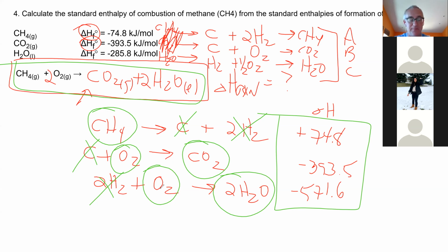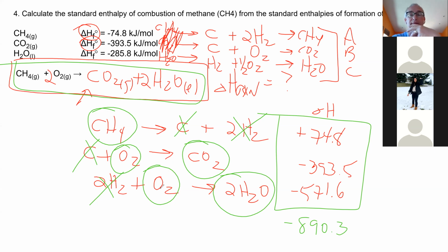The math isn't that hard, people. Just need to add those three numbers. Negative 890.3. Yes, minus 890.3. So that's one way of doing it. There's also another way of doing it.